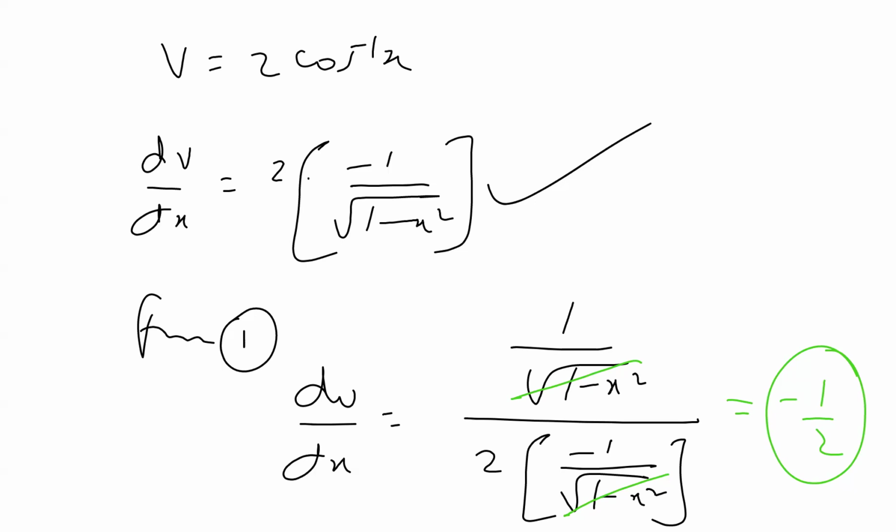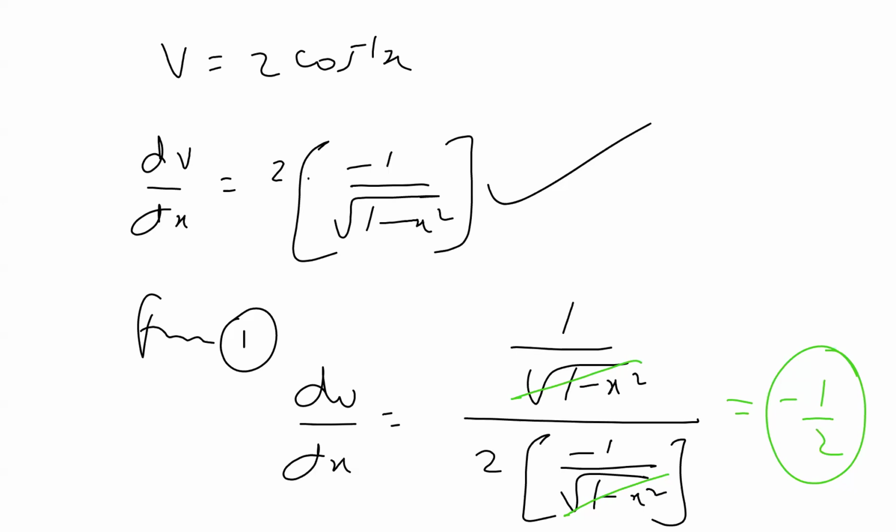So follow the same procedure. Du by dx will be derivative of 2 tan inverse of x, which is 2 into 1 upon 1 plus x square. And the second term is also same. V is also same. Derivative of 2 tan inverse of x. So dv by dx will be 2 into 1 upon 1 plus x square. So you put that in equation number 1. All the terms will get cancelled. Answer is 1.